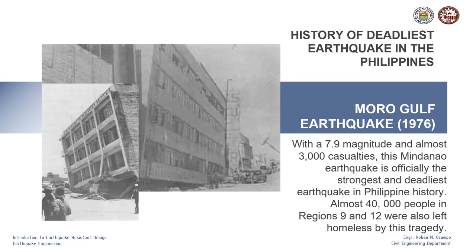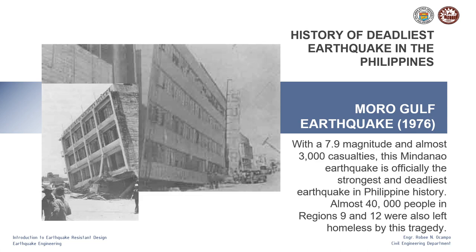And lastly, you also have the Moro Gulf earthquake in Sulu, in Mindanao, in 1976. So with a 7.9 magnitude and almost 3,000 casualties, this Mindanao earthquake is officially the strongest and deadliest earthquake in Philippine history. Almost 40,000 people in regions 9 and 12 were also left homeless by this tragedy.